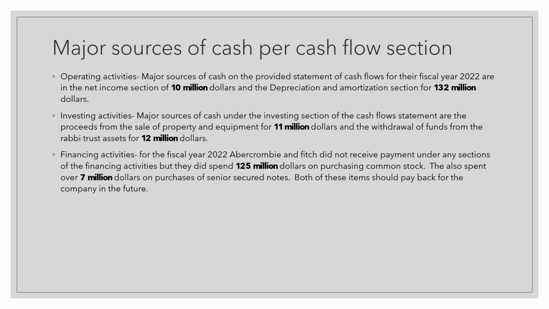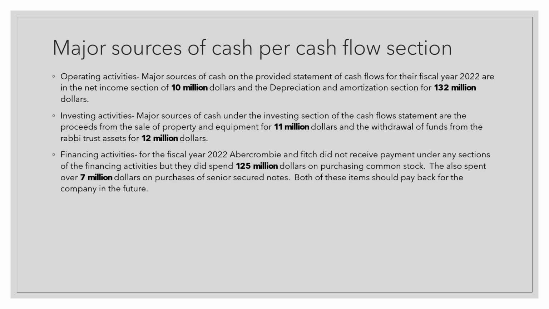Under the investing activities, major sources of cash in that section of the cash flow statement are the proceeds from the sale of property and equipment for $11 million and the withdrawal of funds from the Rabbi Trust assets for $12 million.